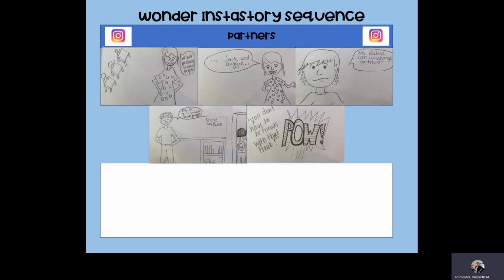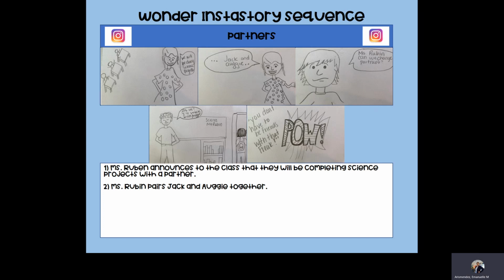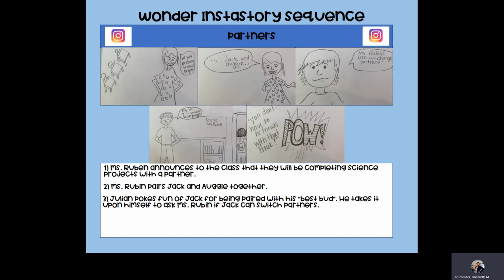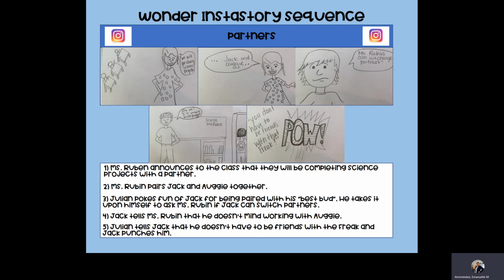So now in this bottom box right here, we are going to write a sentence for each one of our pictures in our Insta story. So let's look at this. Number 1, Miss Rubin announces to the class that they will be completing science projects with a partner. Number 2, Miss Rubin pairs Jack and Augie together. Number 3, Julian pokes fun of Jack for being paired with his, quote, best bud. He takes it upon himself to ask Miss Rubin if Jack can switch partners. Number 4, Jack tells Miss Rubin that he doesn't mind working with Augie. And finally, number 5, Julian tells Jack that he doesn't have to be friends with the freak, and Jack punches him.